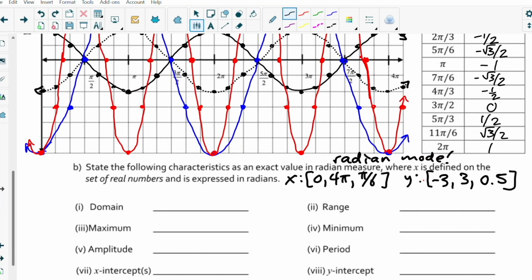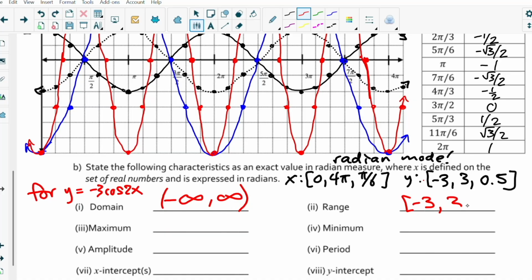Radian mode. Okay, let's state our domain. State the following characteristics as an exact value in radian measure where x is defined on the set of real numbers and is expressed in radians. This is for just one of the graphs, the final transform graph, -3 cosine of 2x. So the domain clearly is the set of all real numbers, domain is -infinity to +infinity. The range is a low of -3 and a high of 3, okay, with square brackets.